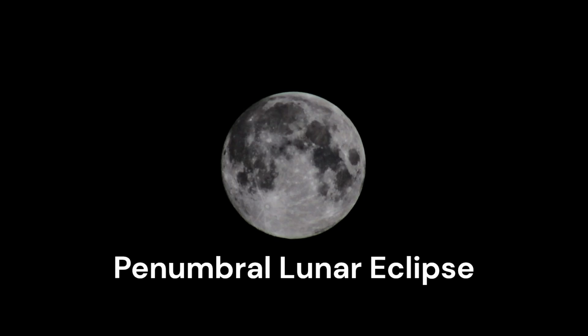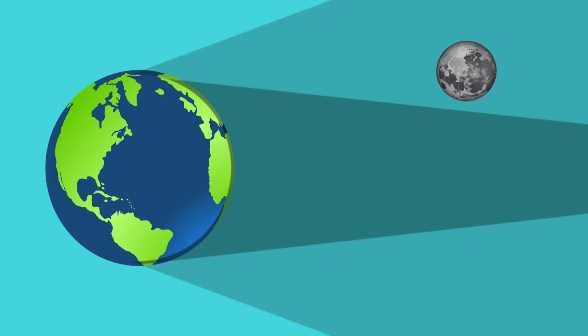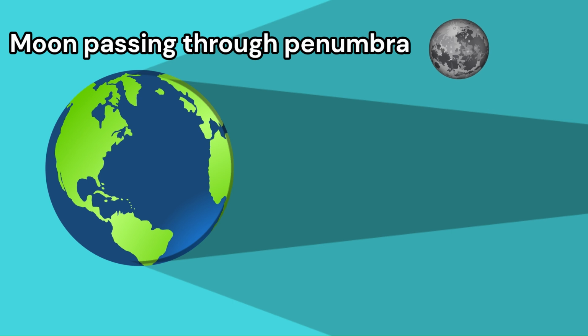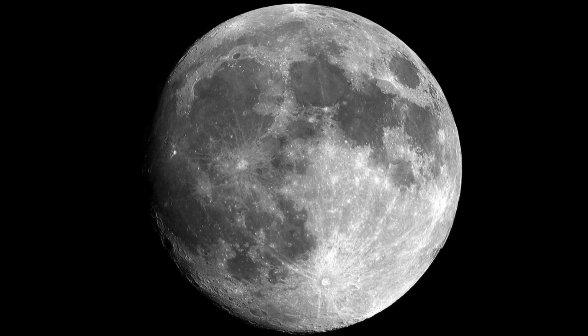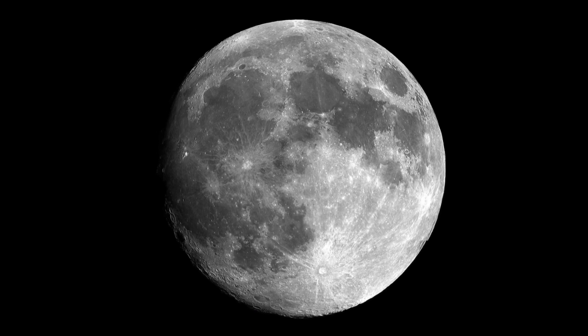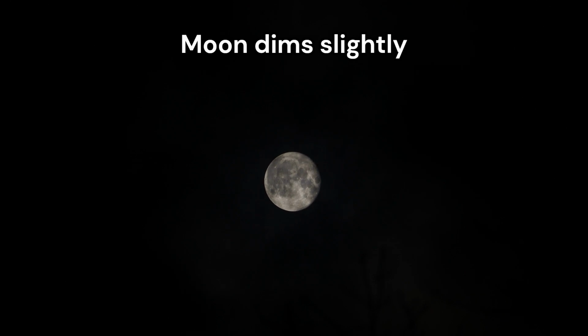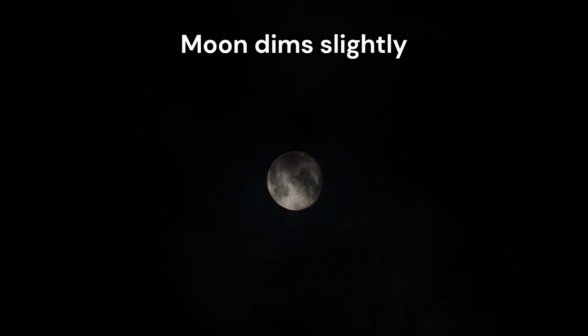The last type of lunar eclipse is penumbral lunar eclipse. This type occurs when the Moon passes through the Earth's penumbra only. This event is so subtle that most people don't even notice it. The Moon dims slightly, but the change can be subtle and difficult to notice with the naked eye. This type of lunar eclipse is the least dramatic and doesn't get much attention.